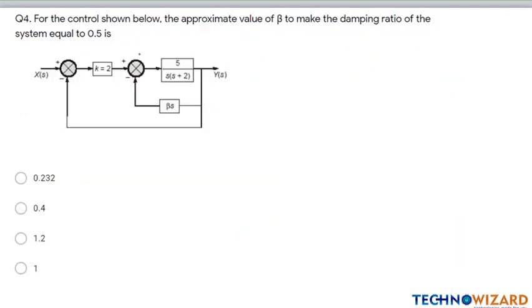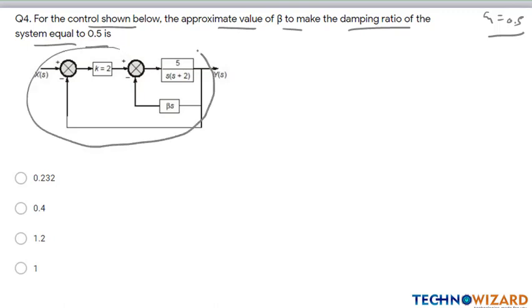Next question. For the control system, the approximate value of beta to make the damping ratio of the system equal to 0.5. That is, they have given us zeta is equal to 0.5 and we have to calculate beta. If we find the transfer function from this block diagram, we can easily calculate our beta. First, this is a closed loop system, and it is negative feedback. For negative feedback, the transfer function is G(s) upon 1 plus G(s).